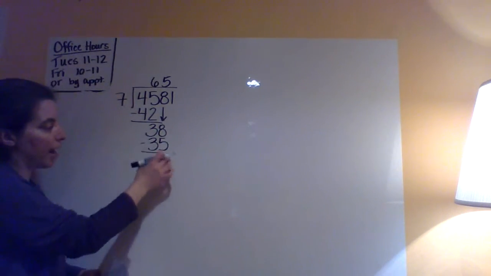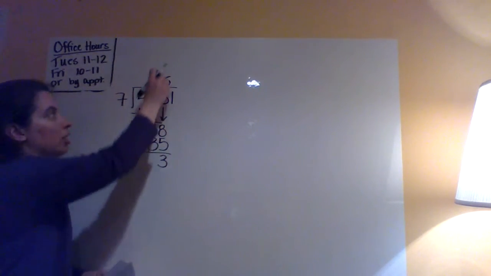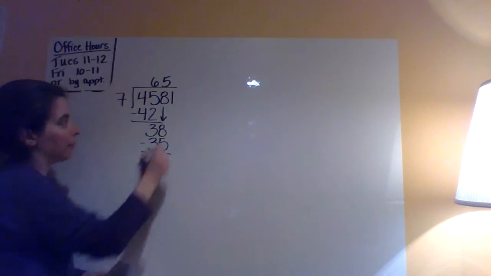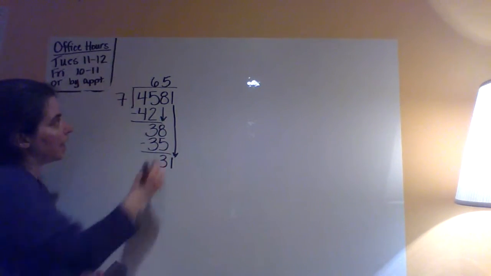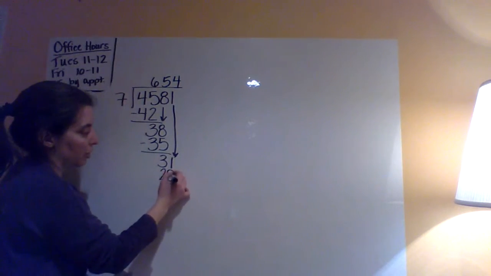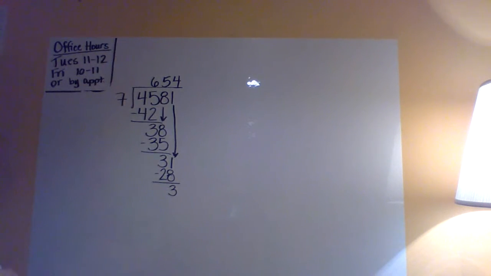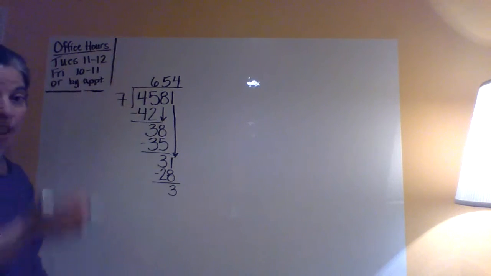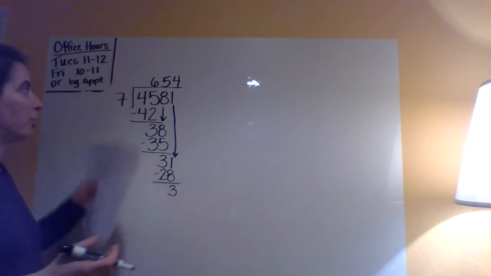Now if you ever subtract and this number is larger than this, it means that you could have put another group in. So you need to change what you have up there. Then I bring this down, and I see how many times 7 goes into 31. It goes in 4 times, which is 28. So I have 3 left over. Okay. So it's 654 with a remainder of 3, or 654 and 3/7, 3 out of 7 parts of another group.